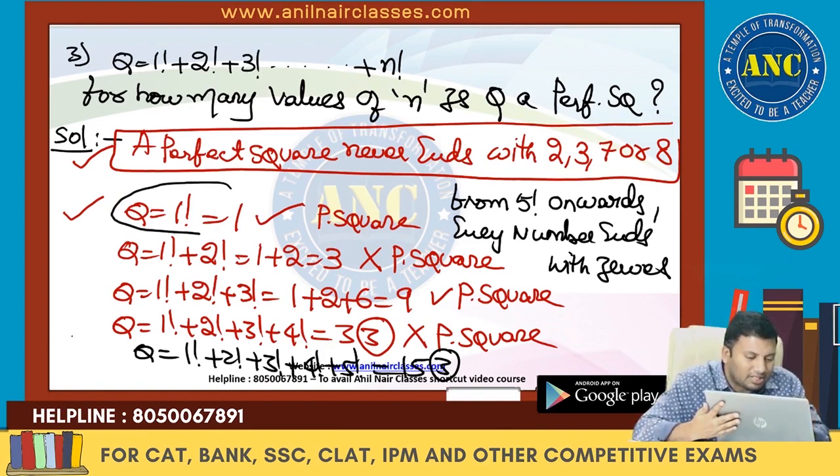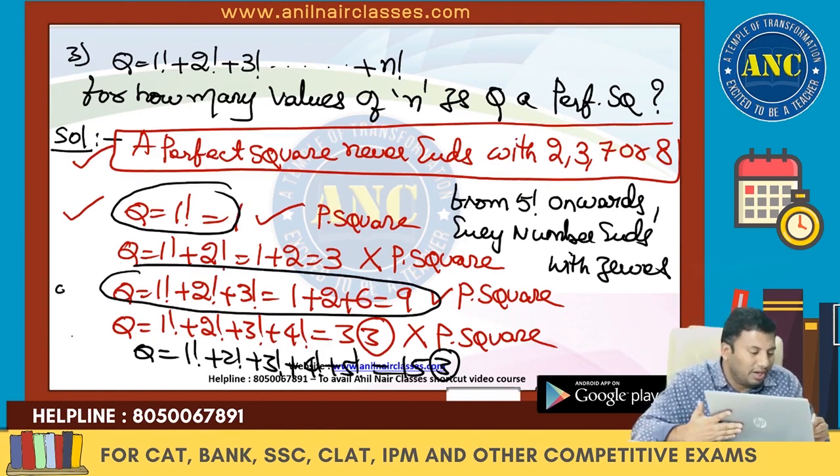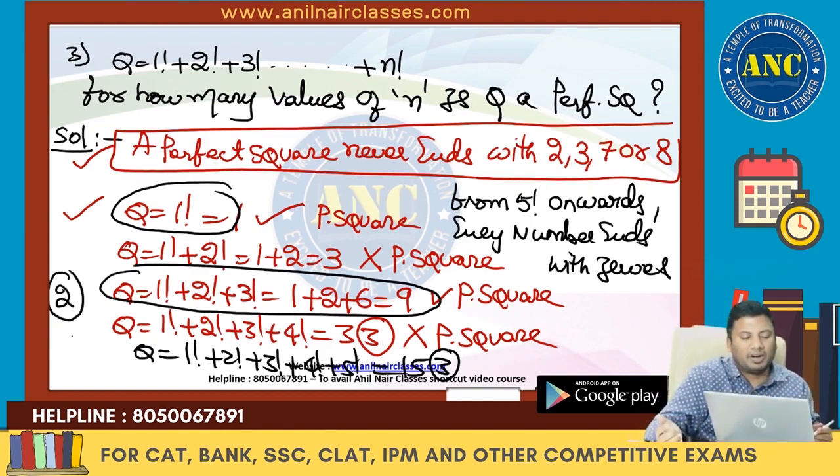How many numbers has it given as a perfect square? This is one number and this is another number. How many values can n take such that this Q is a perfect square? 2 values it can take. I hope it is clear.